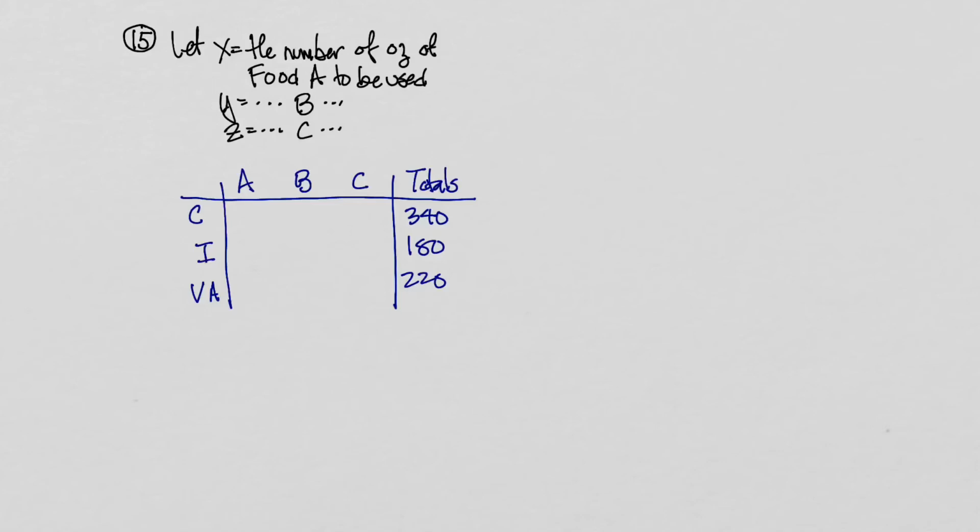And then the third sentence says that each ounce of food A contains the units of calcium, iron, and vitamin A. So for food group A, it's 30 units of calcium, 10 units of iron, and 10 units of vitamin A. And the next sentence tells us about food group B. In food group B, we've got 10 units of calcium, 10 units of iron, and 30 units of vitamin A. And food group C is 20 of each.